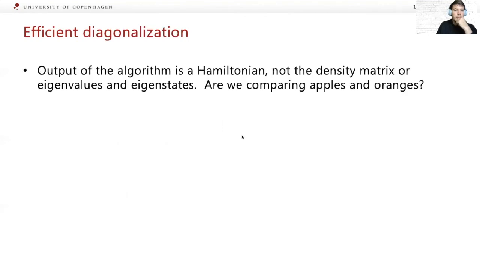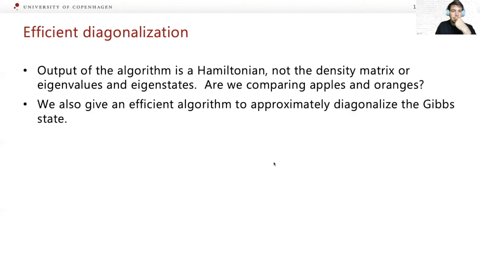Now, one possible critique of our algorithm is that it outputs this Hamiltonian such that if you exponentiate it and divide by the partition function, you obtain the state, whereas other algorithms output the full density matrix, or let's say a list of eigenvectors and eigenvalues for the state. And someone could interject that this is not a fair comparison, right? That the two forms of the output are not the same.